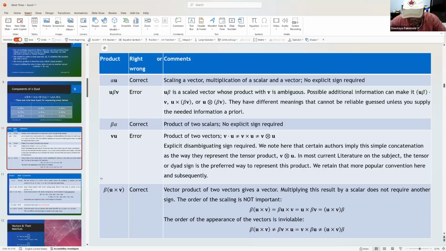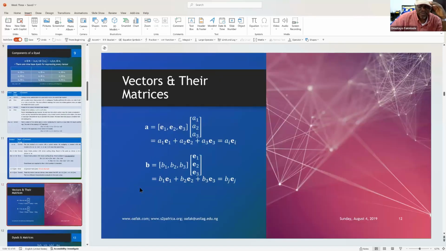So beta times U cross V is not the same as beta times V cross U. And although this second one is the same as V cross beta U, it's not the same as U cross V beta. So just note that you have to be very accurate when you are dealing with these things.